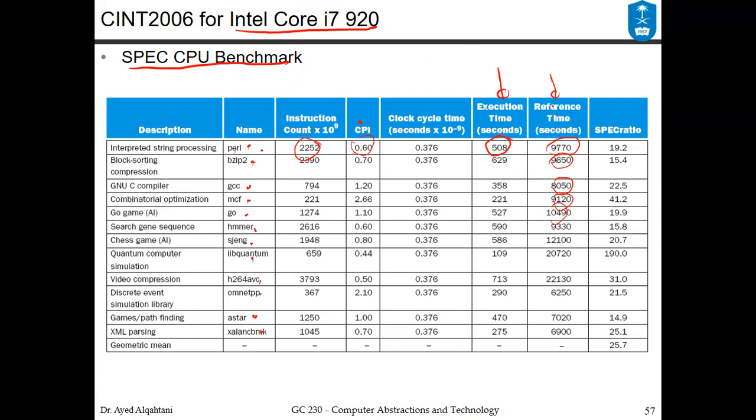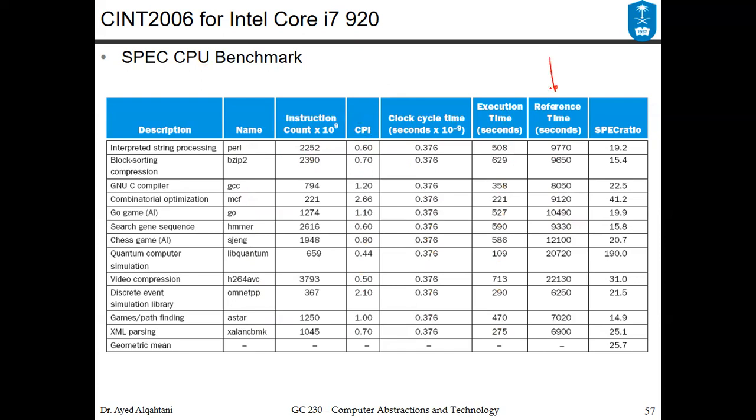Since you have different programs, you will have different classes of instructions, and based on that, you will have different weighted average CPI. So you record the CPI for each one of them. And you record the clock cycle time. The clock cycle time of the Intel Core i7 is well known, and this is the clock cycle time. Based on these three numbers, you multiply them by each other, and you get the execution time in seconds. You get the execution time here, here, and here for every one of them.